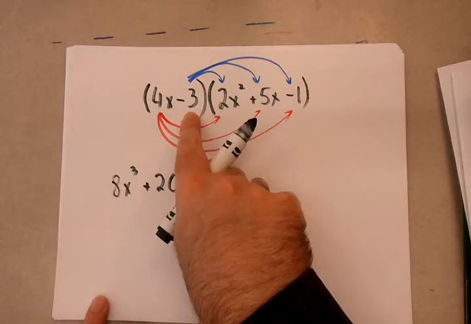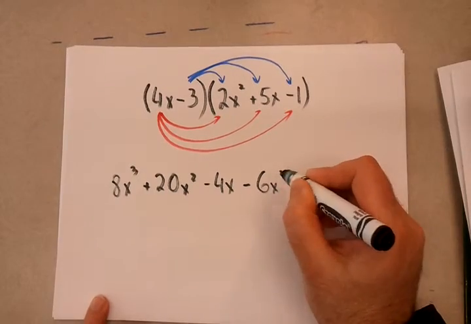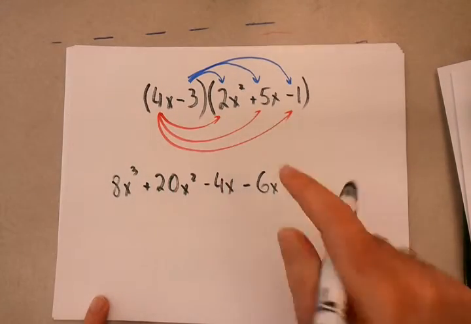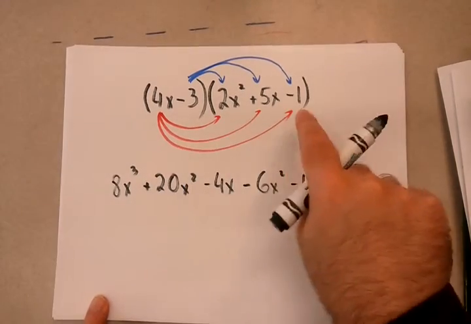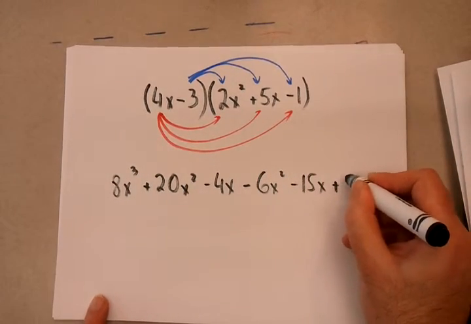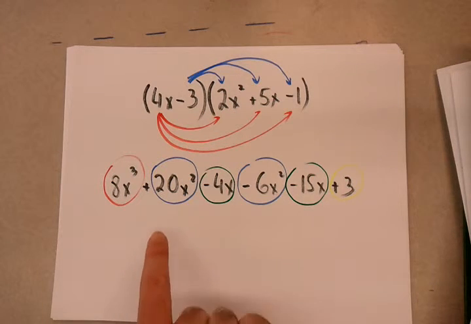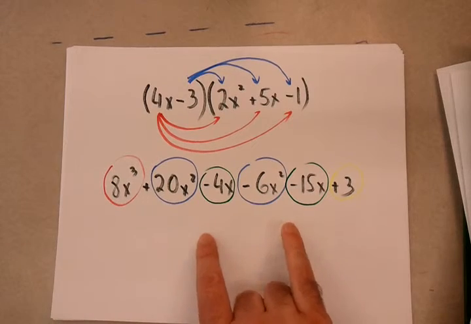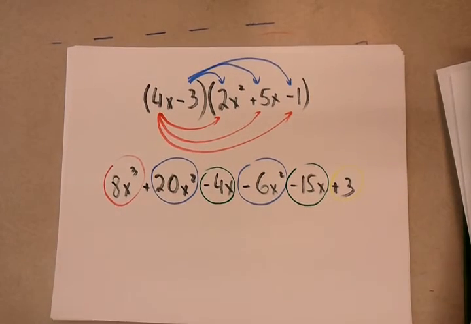And then I'm done here, so I'm going to start distributing this. It's going to be negative 6x squared because it's negative 3 times 2x squared. Then negative 3 times 5x, that's negative 15x. Then negative 3 times negative 1, it's a positive 3. Then you find your common terms, so you look for monomials with the same degrees and you can combine them. So I can combine the second degree monomials, I can combine the first degree monomials. The third degree and the 0 degree don't have counterparts, so there's nothing I can do there.